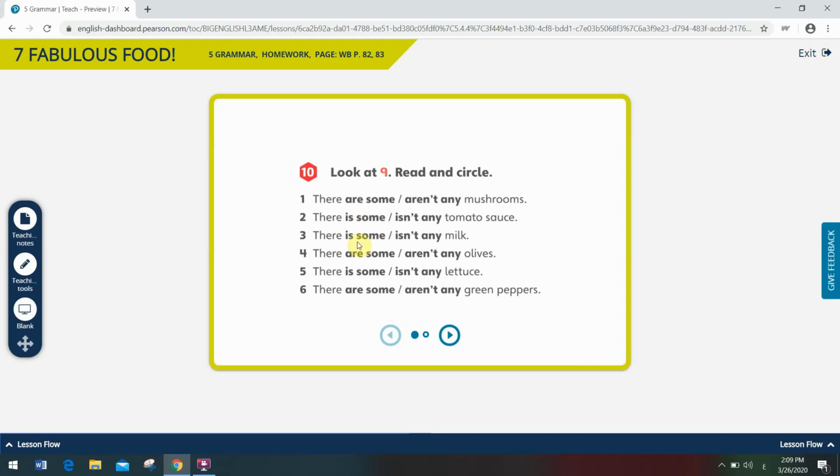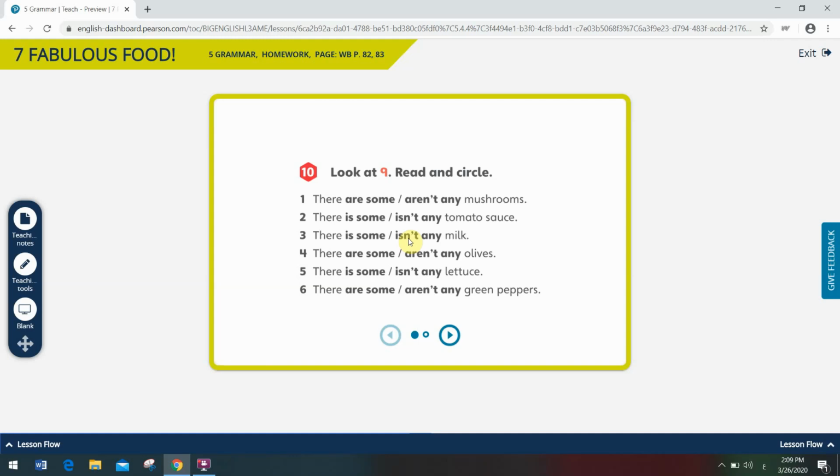Number 3, there is some or there isn't any milk. Milk. كان في عندنا بالفور pictures موجود في عندنا milk? No. So what do you think? Is some or isn't any? Isn't any. So there isn't any milk.